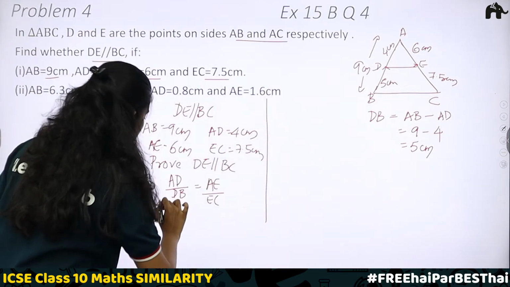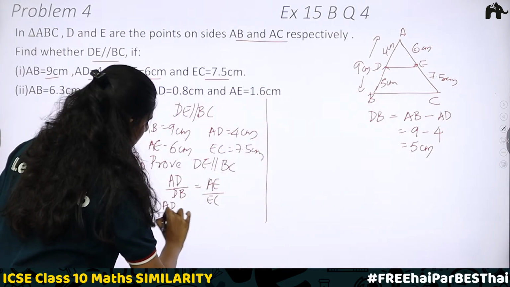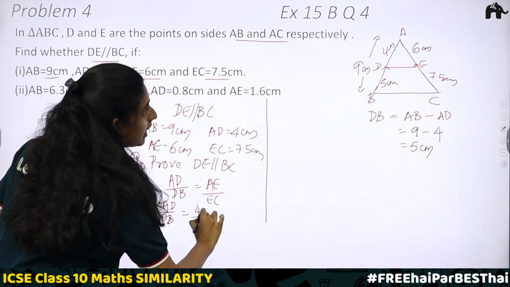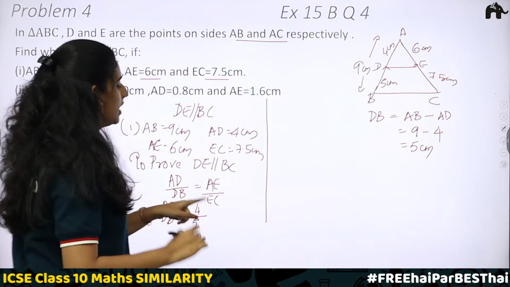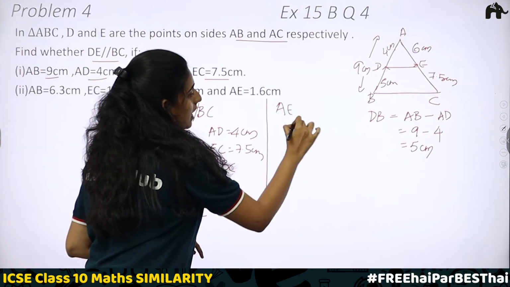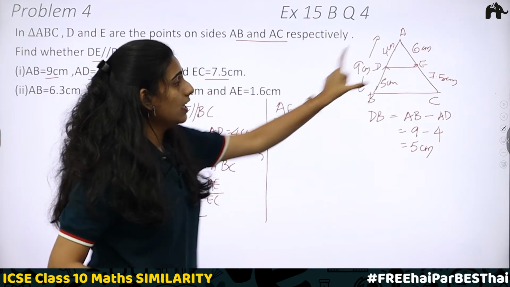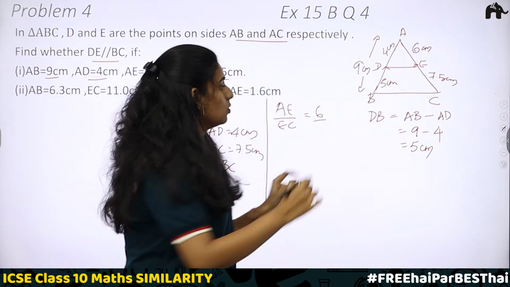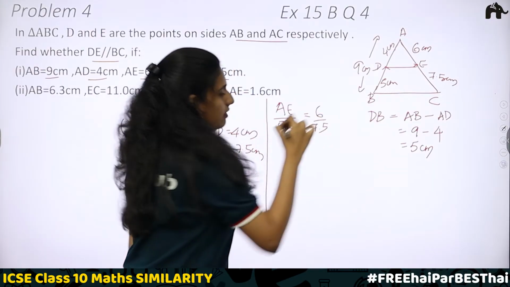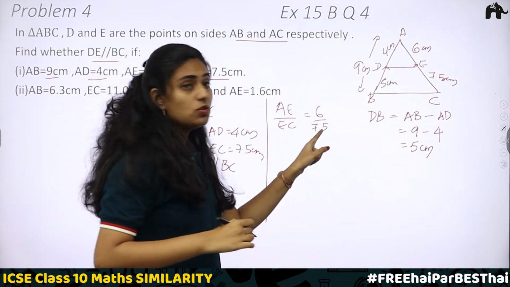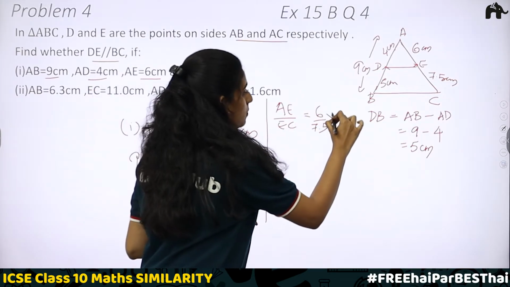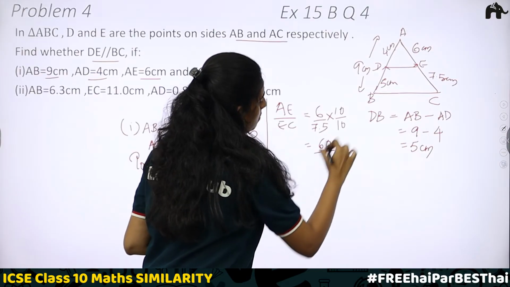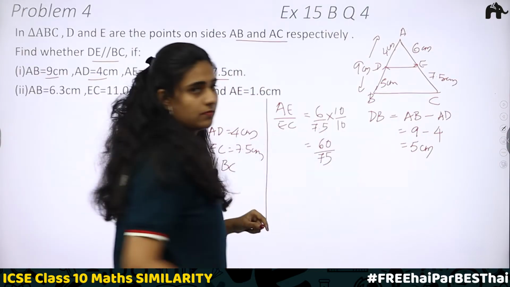So put the values. What is AD by DB? AD by DB is equal to 4 divided by 5. What about AE by EC? AE by EC is equal to, AE is equal to 6 and EC is equal to 7.5. So in order to remove the decimal, I am multiplying numerator and denominator with 10. We get 60 divided by 75.